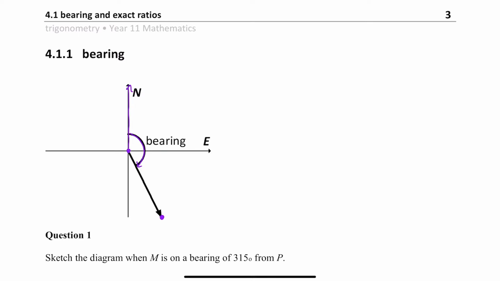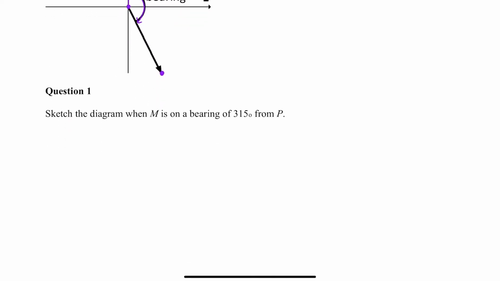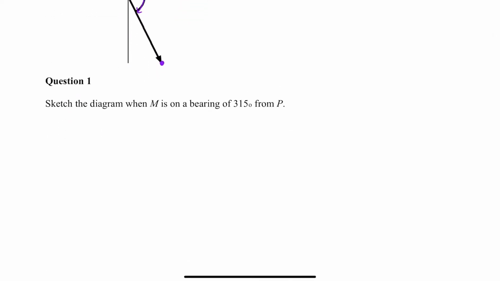So if I was to put this into practice, it says, sketch the diagram when M is on a bearing of 315 degrees from P. This degree sign should be up here, by the way. When you do these, just find where it says from P. So just find the starting point, let's call it P, and draw a north facing line.